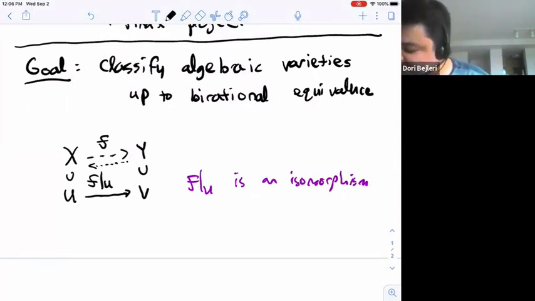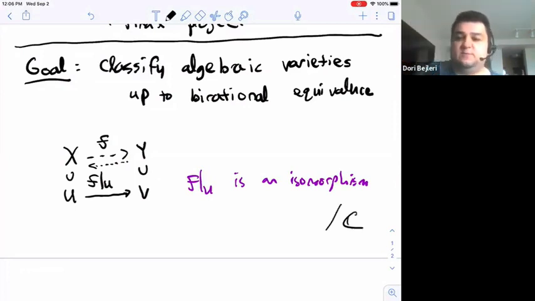And for everything in this class, we're going to be working over the complex numbers. As many people know, things get a lot harder in positive characteristic, and I won't say anything about that in this class.